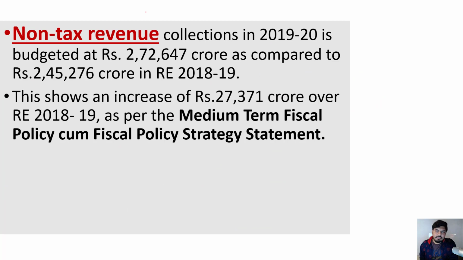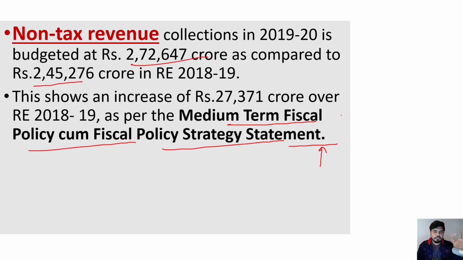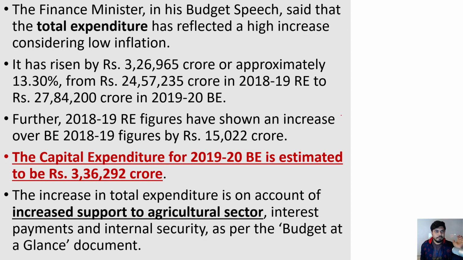And non-tax revenues, other departmental revenues which are not coming under the tax receipts, okay, their collection is going to be at 2,72,647 crore rupees compared to 2,40,045 crore, which means it's around more than 25,000 crore rupees rise. And you see, medium term fiscal policy strategy statement, it is telling about this. You see, medium term means it is going to be for 1 to 5 years, and if it is talking about the short term fiscal policy, then it is going to be for months only, and if it is for long term, then it is going to be for 5, 7, 10 years. So that's the meaning of it.